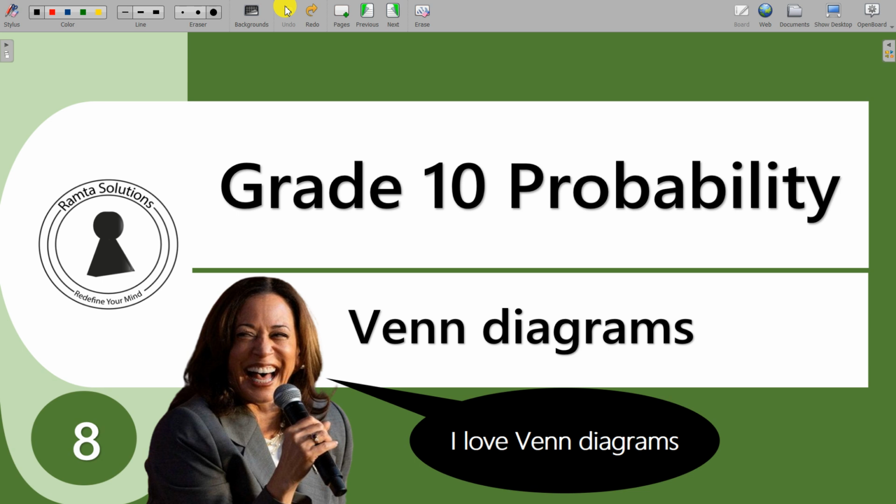Today on the 8th lesson, we are looking at Venn diagrams.